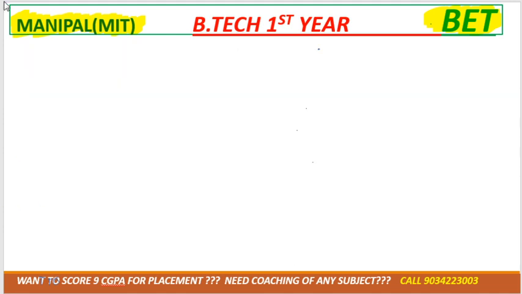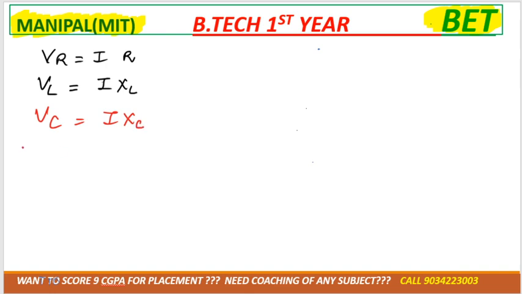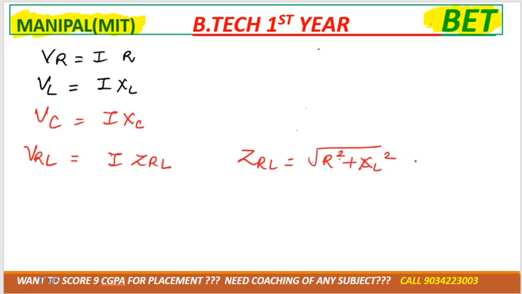We have the formula VR equals I into R. Sorry, VL equals I into XL, and VC equals I into XC. VRL is the voltage across the coil, so it would be I into ZRL. So ZRL is how much? That is the root of R squared plus XL squared, for the coil.